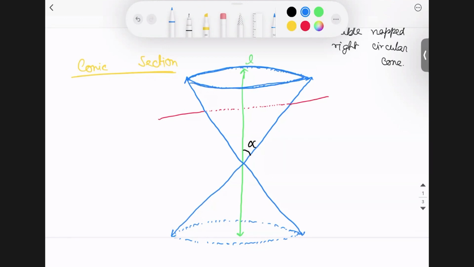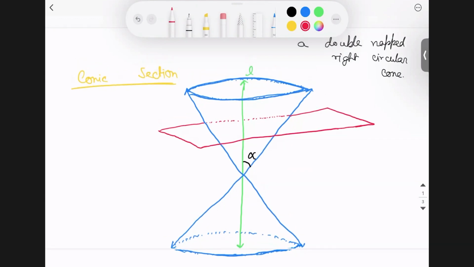I am getting this one. And again, the back portion will not be dotted because that is in the back. We can't see it from the front. We can assume that there will be something there, but we can't see it from the front. So yes, I have a plane. Suppose this is the plane which cuts this double-napped right circular cone.